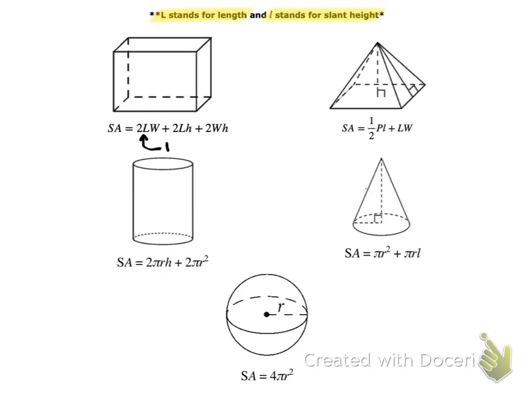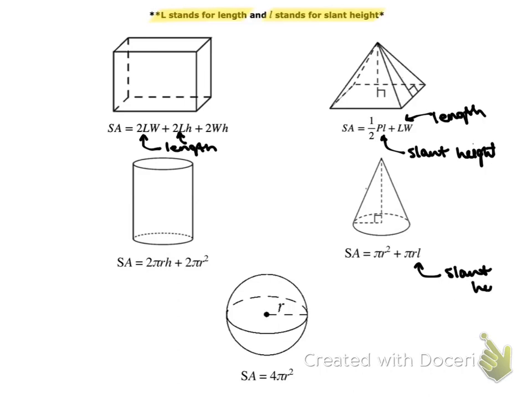So like this, these two are length. This one is slant height. And this one is length. And by length, I mean length of the base. This one is slant height. That should be all of them. Okay. Again, I recommend you put formulas on your note card. All right, last 3 examples.